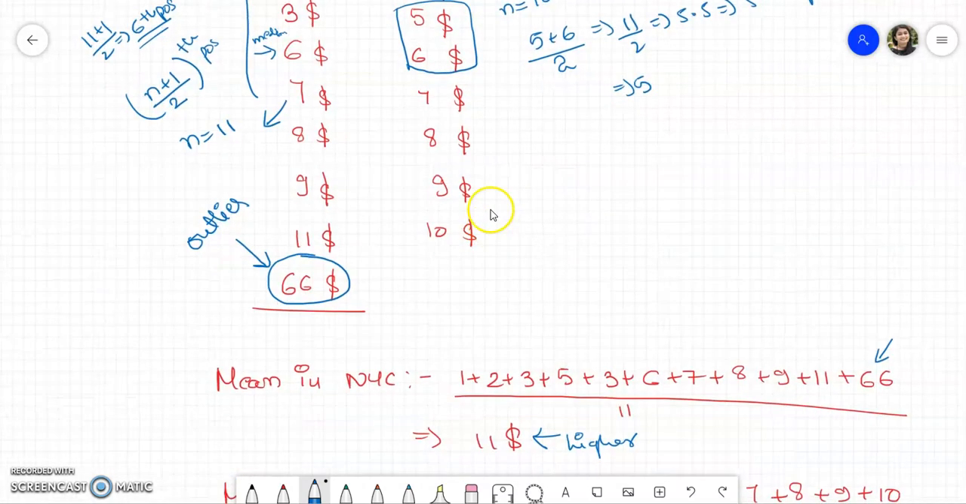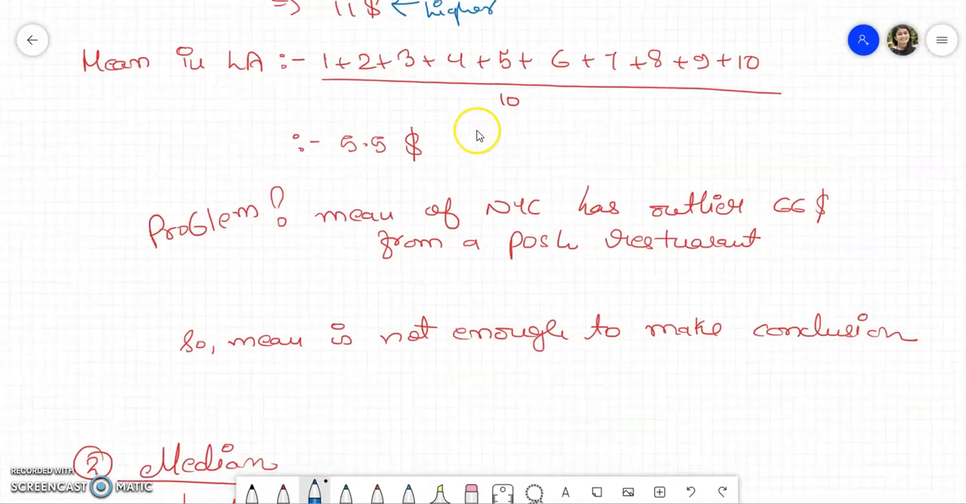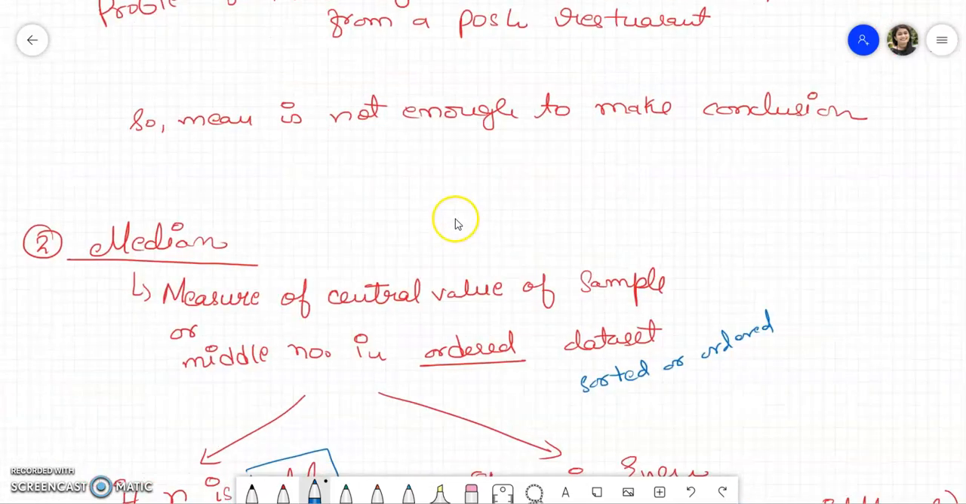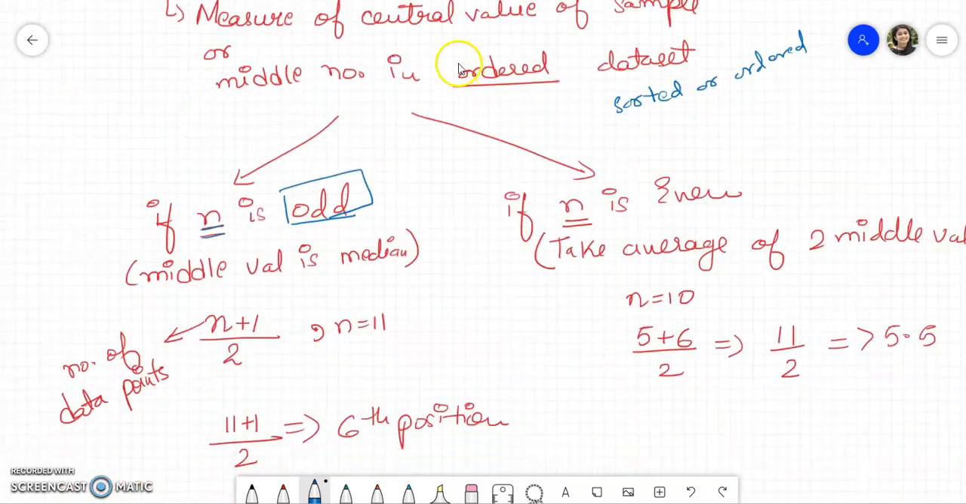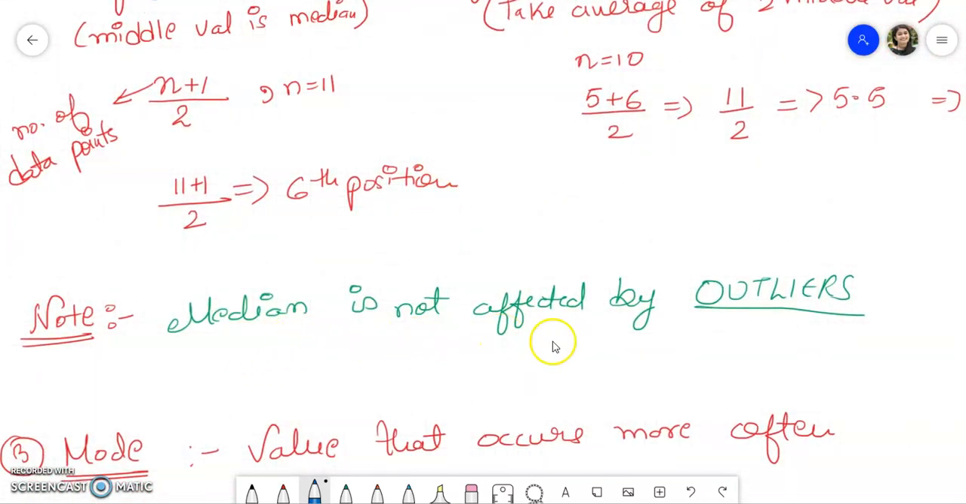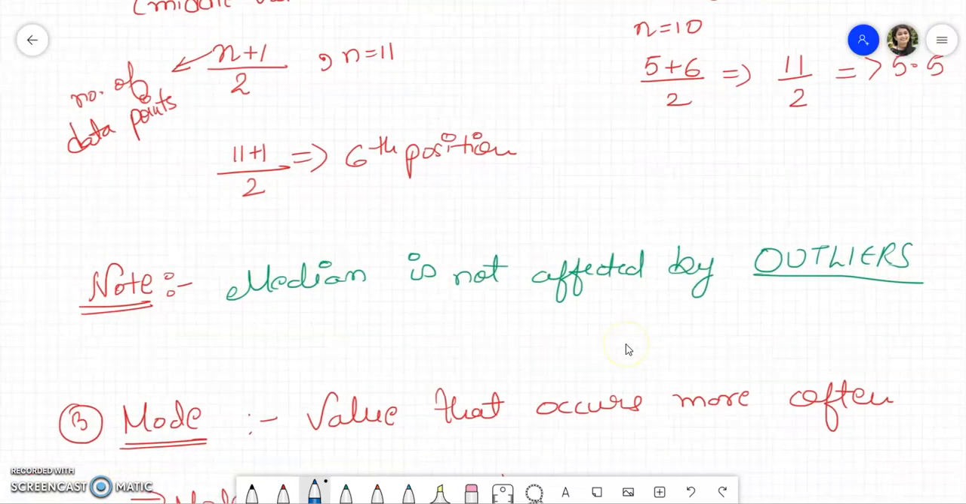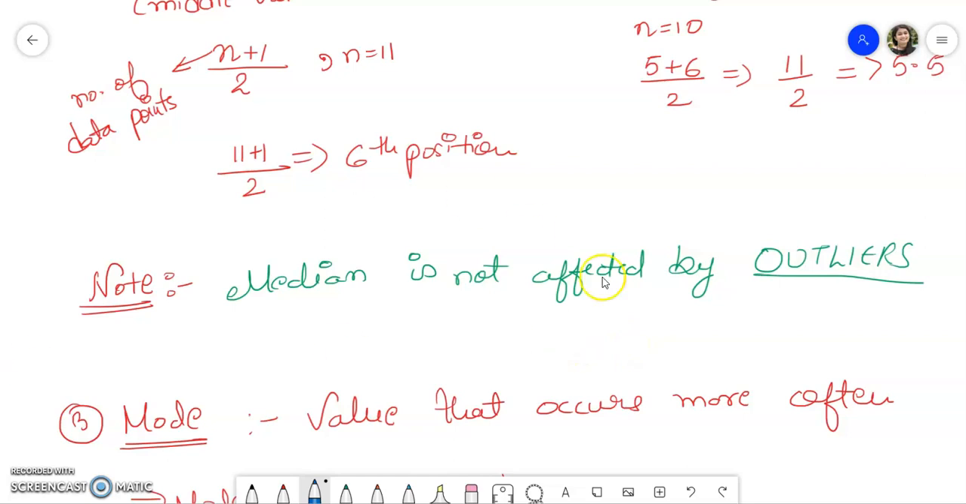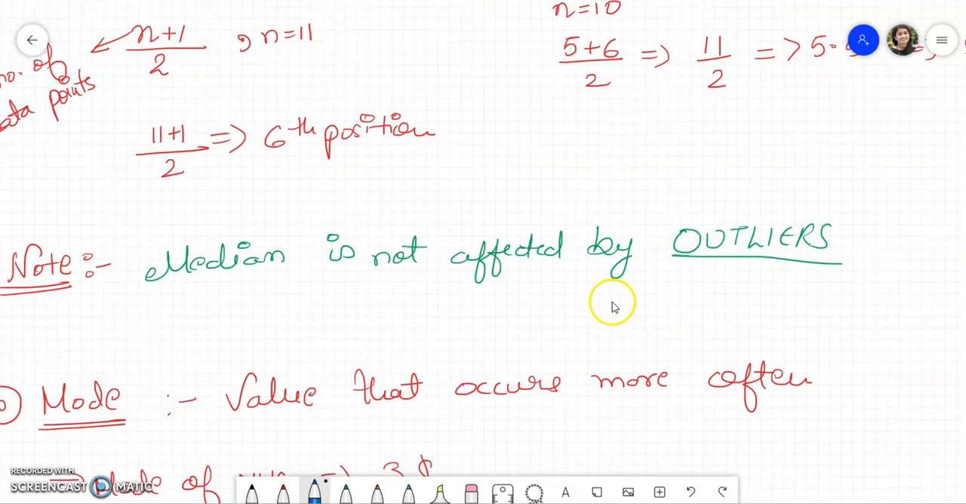So like this, you can calculate the median in case of an odd number of data points and an even number of data points. And there's a note that median is not affected by outliers, and that is the good thing. So we just saw that mean is affected by outliers and median is not affected by outliers.